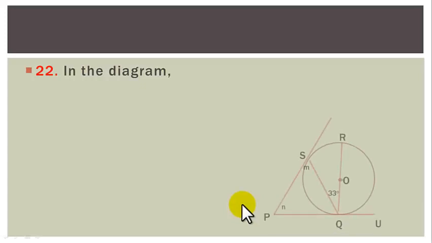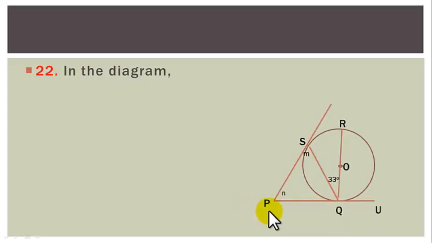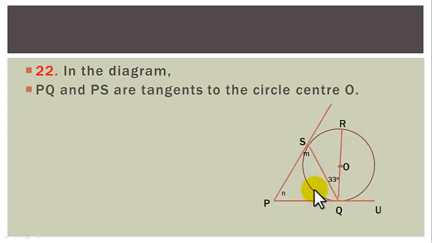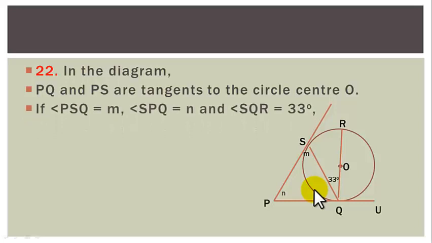Question number 22. In the diagram, PQ and PS are tangents to the circle center O. If angle PSQ is equal to M, angle SPQ is equal to N, and angle SQR is equal to 33 degrees, find the value of M plus N.